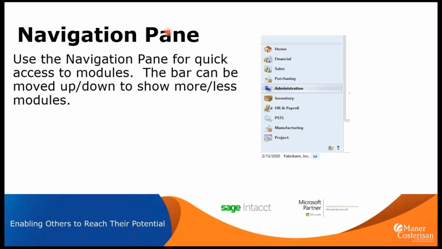Going on to our navigation pane. Now when you log into GP, it lands on the home navigation pane. You also have all these navigation panes down here. A lot of people live on the financial or purchasing if you are mainly payables. If you're a salesperson, you go to sales. If you maintain inventory, you go to inventory, and so on. Now you can customize which navigation panes you see. You can also use this little bar right here to pull up and see all the available navigation pane options.